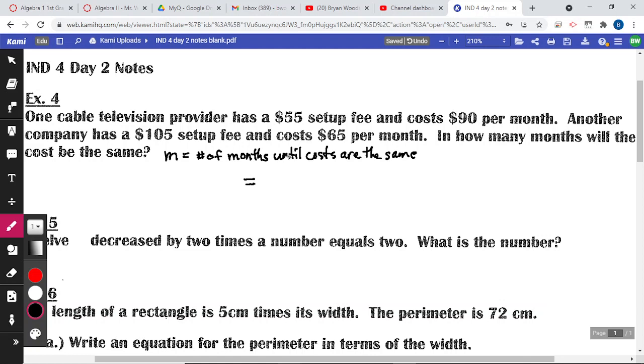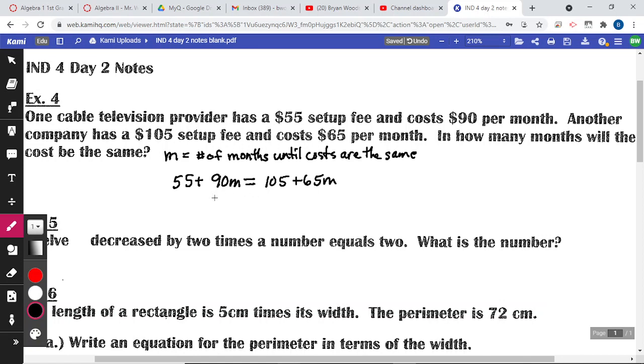We can write the costs for each of these situations because m is the number of months, and so we take our initial setup fee. For the first one it's 55 plus $90 per month, so that's 90 times m, however many months it is that makes it equal. And the other one is $105, and it's $65 per month. And for a certain value of m, those costs are going to be equal. So we're ready to solve and find out what that value is.